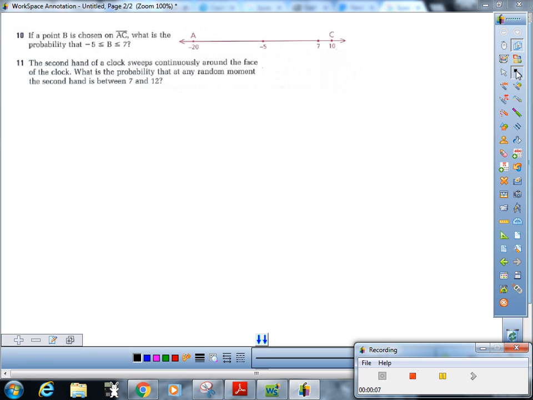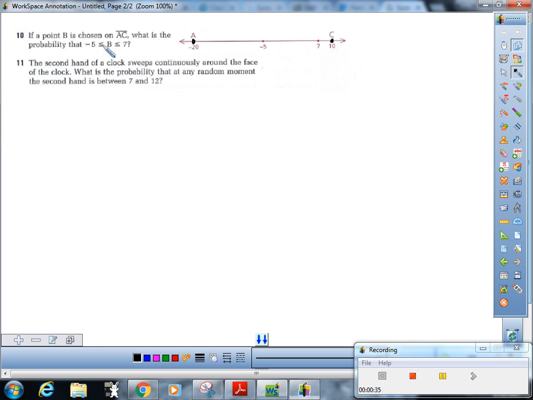These are two questions that kids tend to have problems with, and it's because they're used to counting points or counting minutes. So we're going to do two questions here. It's numbers 10 and 11 from 1-9. Let's start with number 10. If a point B is chosen on AC, so it's somewhere on this segment, what is the probability that it lies between -5 and 7?